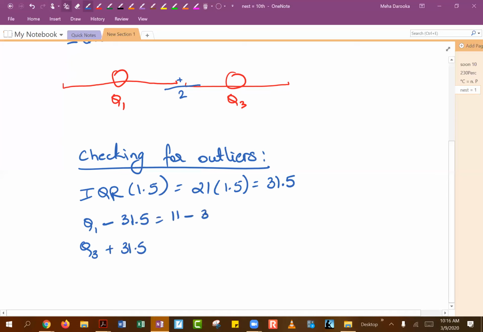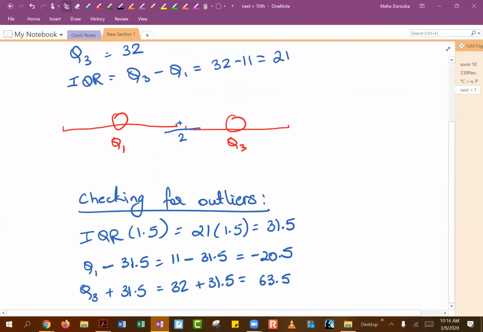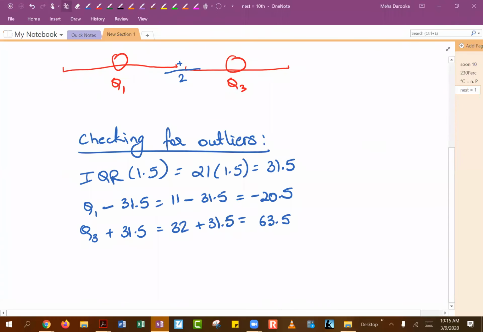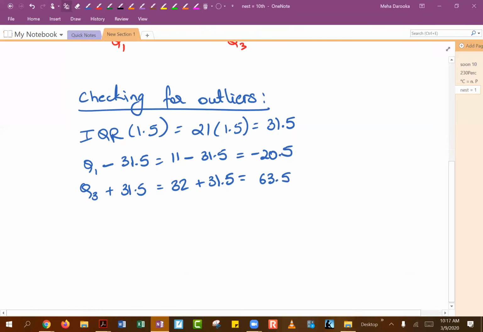So 11 minus 31.5, what do we get? Negative 20.5. And quartile 3 was 32, so 32 plus 31.5. So this is negative 20.5 to 63.5. Negative 20.5 to positive 63.5. Do we have an outlier? Yeah, so in this case, 71 is an outlier.